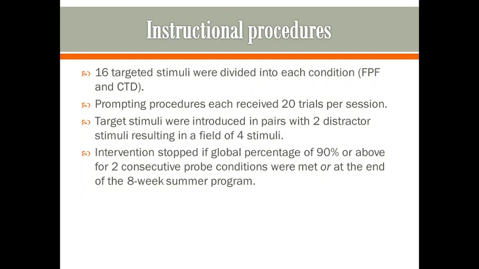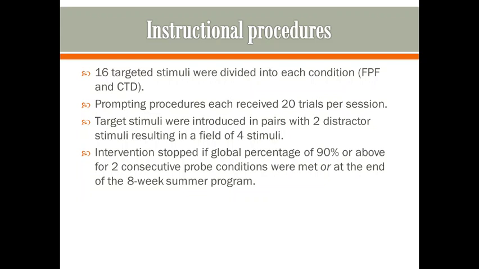Some of their instructional procedures. So 16 targeted stimuli for each participant were identified. And then for each participant, those 16 stimuli were divided into a flexible prompt fading condition and then a constant time delay condition. The prompting procedures each received 20 total trials per session. So the targeted stimuli were introduced in pairs, with 2 distractor stimuli resulting in a field or an array of 4 stimuli that was presented.